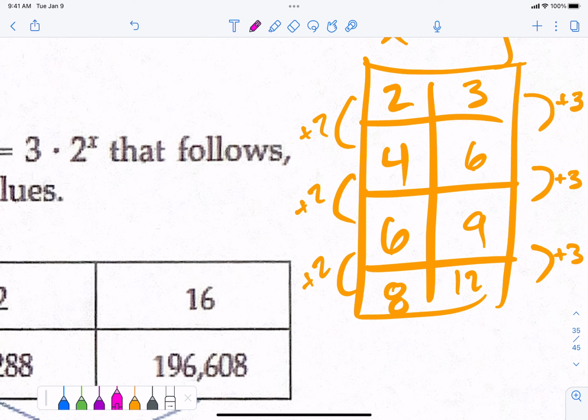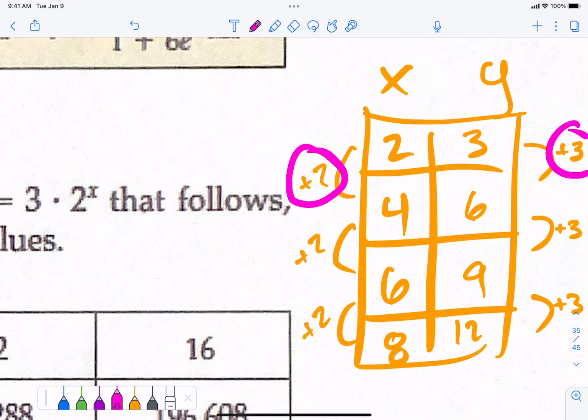The other way around. Y over x, 3 over 2. Right? My slope would be the change in y over the change of x. So that would be 3 over 2. But that is what a table would look like for a linear function, okay?